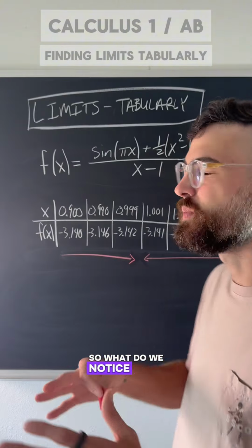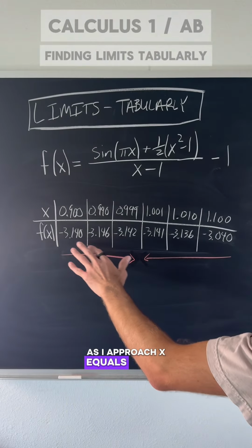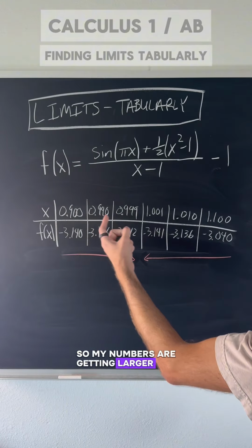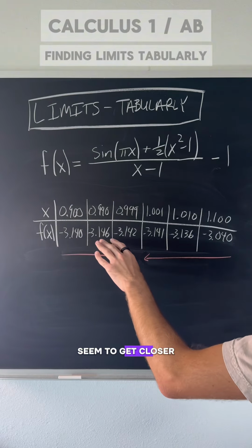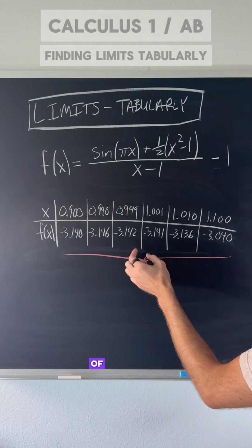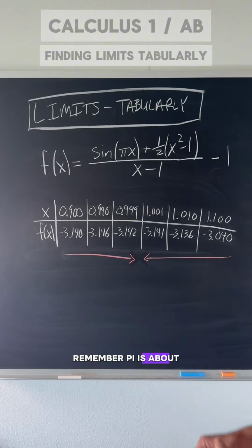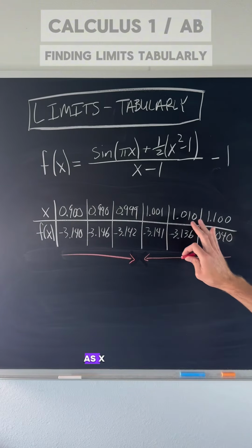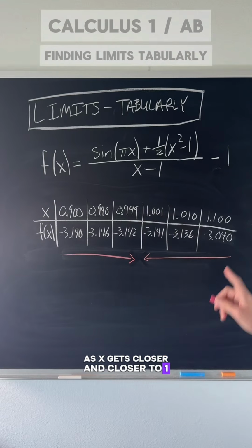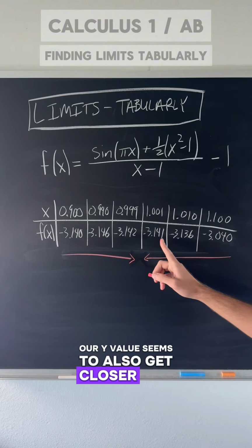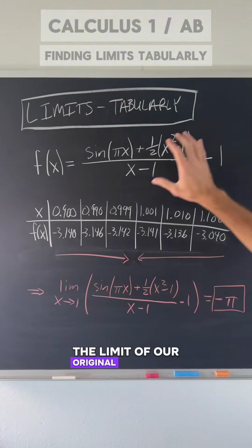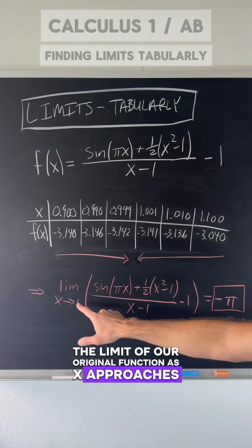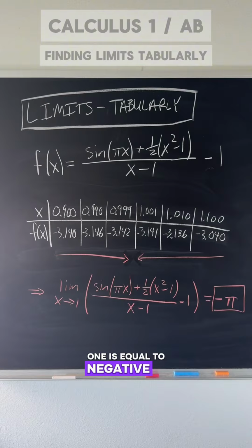So what do we notice? Well, as I approach x equals 1 from the left side, so my numbers are getting larger and larger towards 1, I notice that the y values seem to get closer and closer to a value of negative pi. Remember, pi is about 3.14 approximated. Similarly, we see from the right side, as x gets closer and closer to 1, our y value seems to also get closer and closer to a value of negative pi. Therefore, the limit of our original function as x approaches 1 is equal to negative pi.